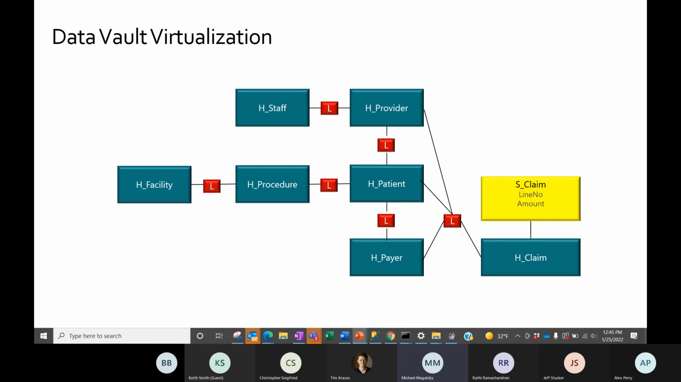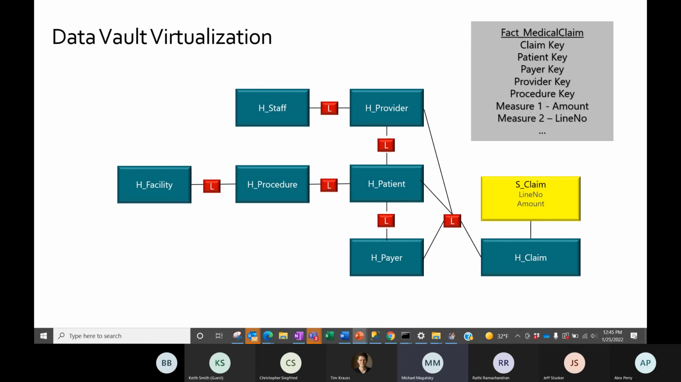Okay, so let's look at our model. This is a subset of the model that we had earlier. And let's start with the idea that we're going to create a fact called medical claim. And the grain of this fact is going to be the claim, and its patient, provider, payer, and procedure keys are going to be part of this fact. And then there's going to be a couple of measures, the amount and the line number that is associated with that claim. Well, you can see here that the amount and line number are right here in the satellite. And that's typically going to be the case.